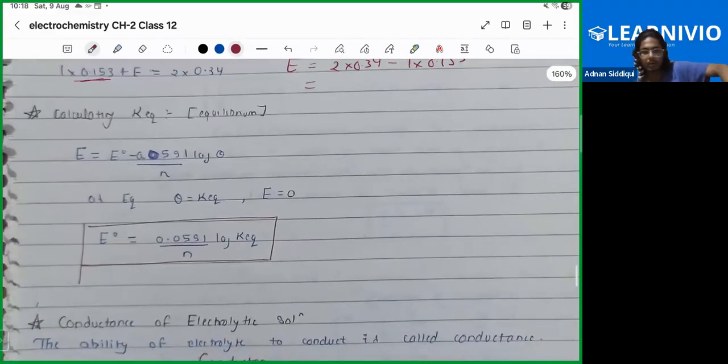So now, the continuation part of our Nernst equation. Suppose your reaction is at equilibrium. If the reaction is at equilibrium, your E cell is going to become 0.